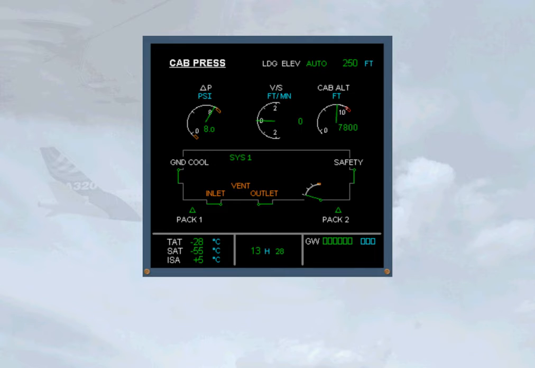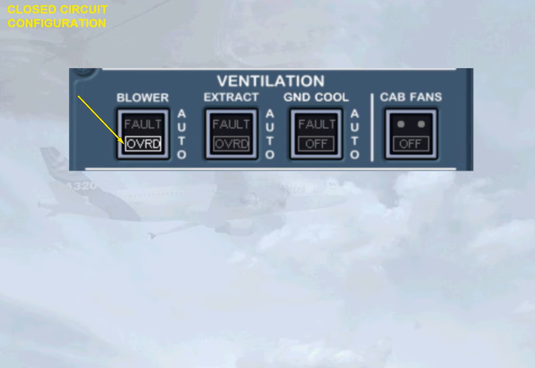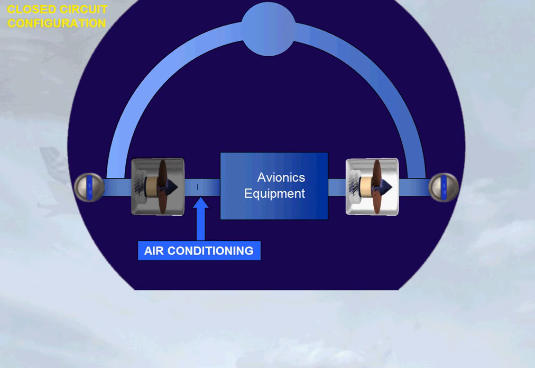In the example shown, both inlet and outlet indications have changed to amber. Since this is a fault with the ventilation system, the vent indication also turns amber. The override mode is used during ECAM abnormal procedures. When only the blower push-button switch is set to override, the blower fan stops and the extract fan continues to run. The system goes into closed configuration with, in addition, cooling air from the air conditioning system.